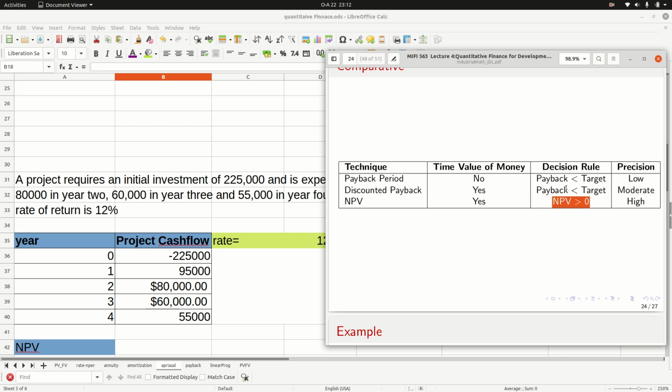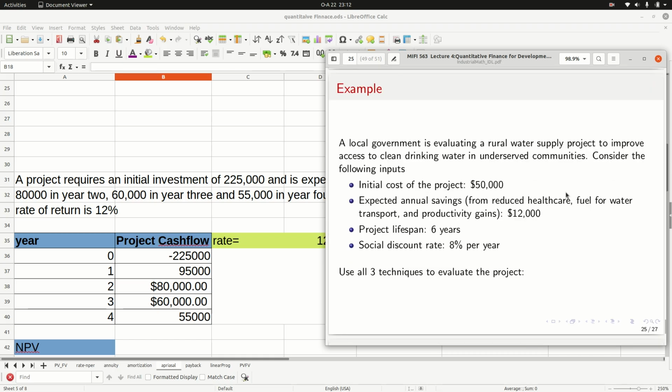Okay, so let's take an example here. It says the local government is looking at having a rural water project to improve the clean drinking water of the community, and it has an initial project value of 50,000. That's the investment to make, and then it's expected that each year they will have a profit or inflow of 12,000 each year for 6 years. The project is going to span 6 years, and the discount rate on this investment is 8% per year. It says you want to evaluate the project. Should the project be executed or not?